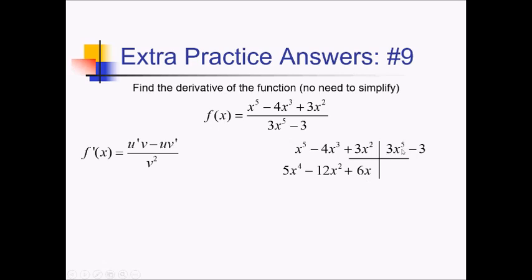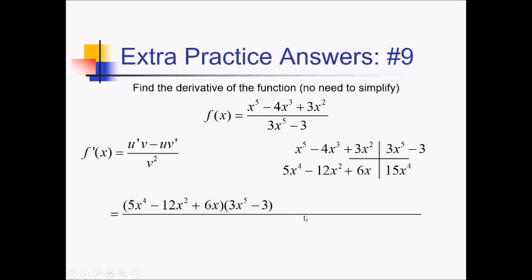Over here, this is just 15x to the 4th. That negative 3 is gone because it's a constant. Multiplying it out with the ribbon, we have parentheses, all this stuff in the lower left, times parentheses 3x to the 5th minus 3. And then we're going to subtract parentheses all this stuff in the upper left times 15x to the 4th. So there we go. And then finally divide by this expression here, which is v squared. So 3x to the 5th minus 3 quantity squared. And I'm really glad I don't have to simplify this. I'm just going to leave this the way it is.